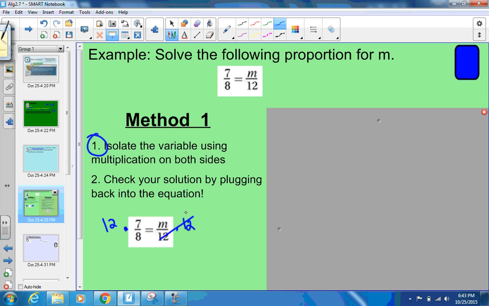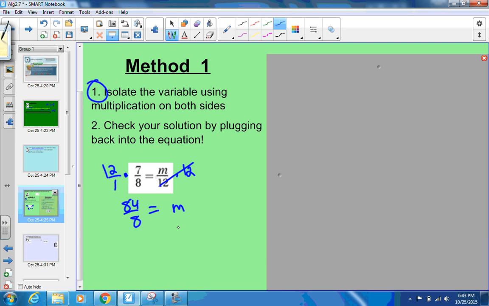When you multiply by 12 or 12/1, those cancel out. You're left with just m over here. Then you just have to figure out what 12/1 times 7/8 is. You end up getting, I believe, 84/8, which would then simplify to 10 and a half. So m is equal to 10 and a half.